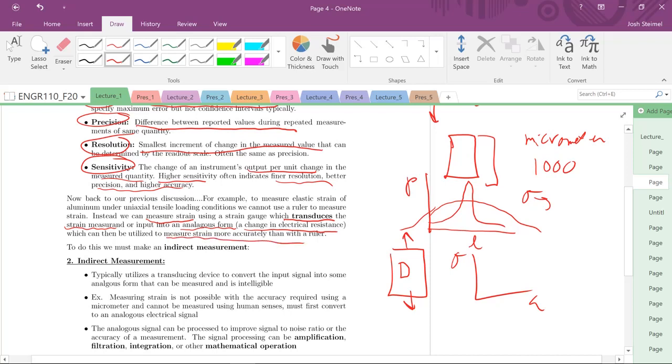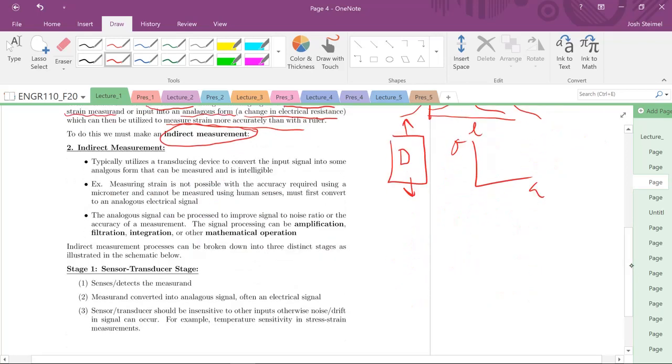So this is the second category, more difficult, much more common: an indirect measurement. So again, we're going to use some type of transducing device. We're going to convert the input signal to some analogous form, and then we're going to measure.